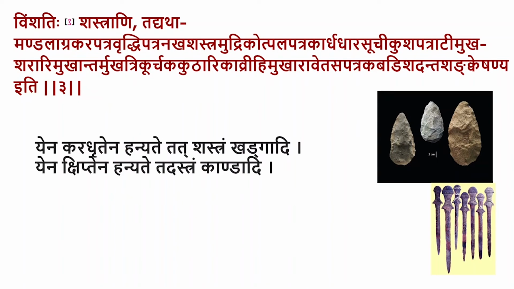Originally, the word meaning of the instrument of Shastra is related to warfare. And in warfare, there were two varieties of instruments used, the Astra and the Shastra. Shastra are those instruments which would be handled directly with the hand and then used to hit others. Yena karadhritena hanyate tat shastram khadgadihi, yena kshiptena hanyate tat astram kandadihi. So the Astra are those which are thrown from away and then used to hit.